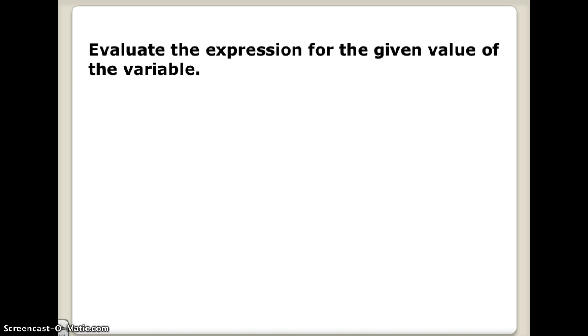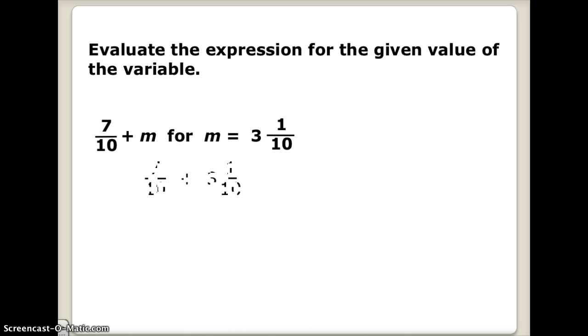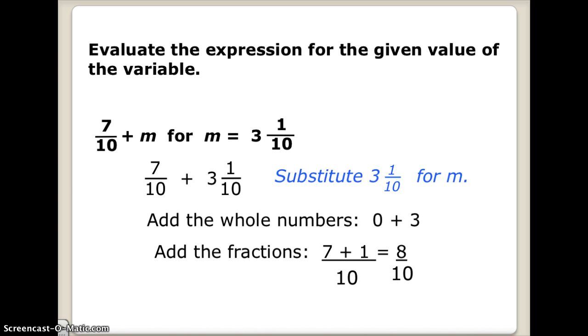Okay, let's evaluate the expression for the given value of the variable. 7/10 plus m for m equals 3 1/10. So if we add the whole numbers, we have 3 total, and 7/10 plus 1/10 would be 8/10. So our total is 3 8/10, which when simplified becomes 3 4/5.